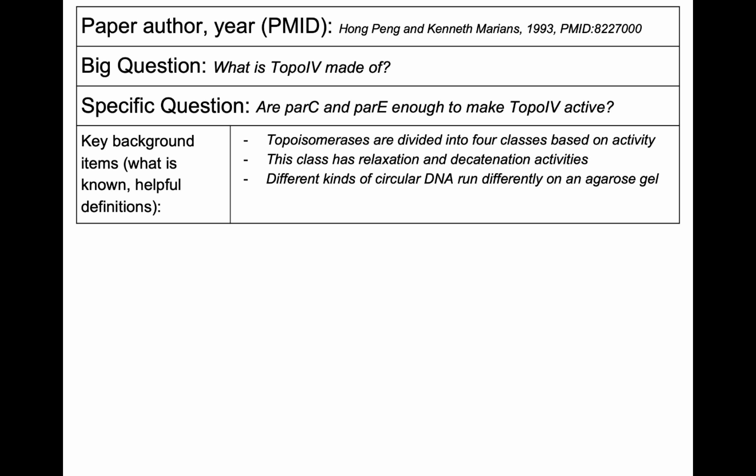So the big question in this paper is, what is topo4 made of in E. coli? The specific question is, they had two genes that were candidates for being the components of topo4, the products of the parC and parE genes. Are they necessary and sufficient to make topo4? And then, based on the activity, what exactly kind of topoisomerase are we looking at?